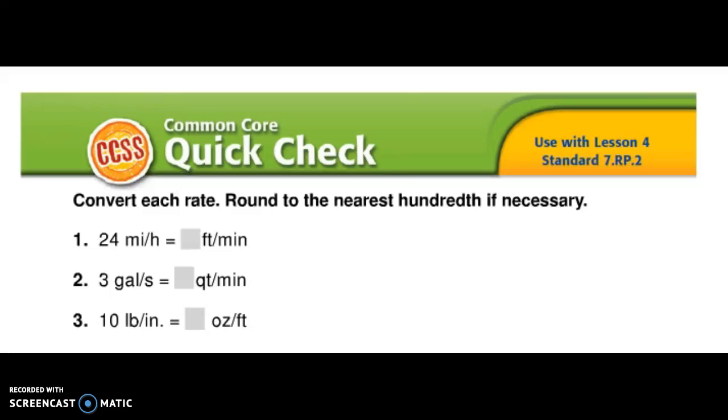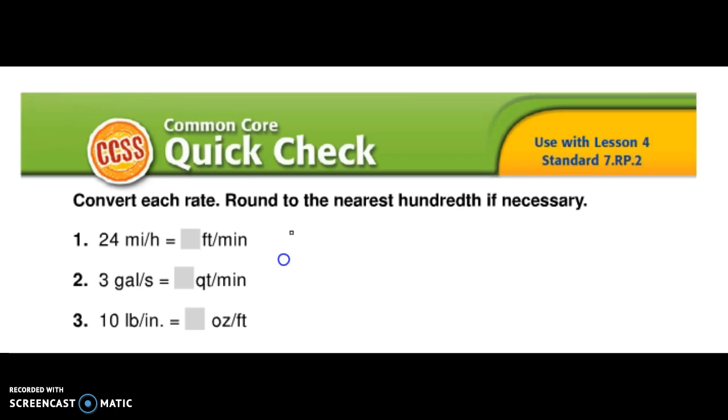All right, we're briefly going to go over these example problems. Remember that your test is tomorrow, so if you are struggling with these, you need to come in either before school on Friday or see Mrs. Springer after school today.